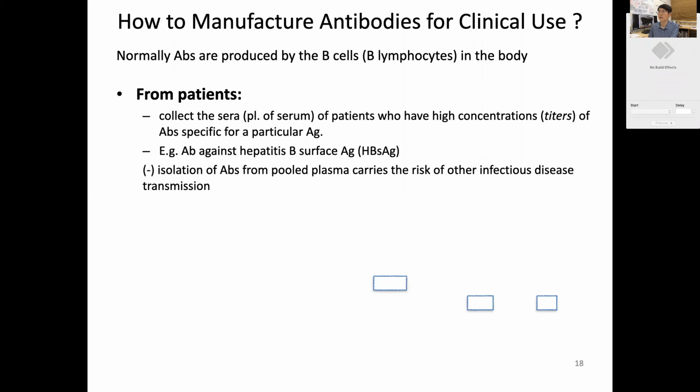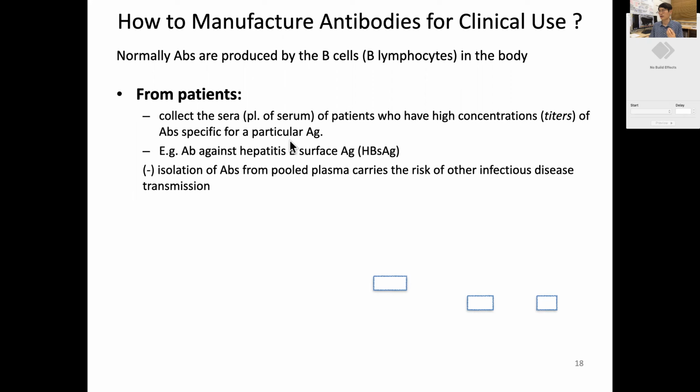For that, we first want to understand that antibodies are produced by B cells, or B lymphocytes, inside our body. So for example, we can collect antibody from patients, patients who have high titers, or high concentration, of antibody specific for a particular antigen. Let's say there's a very special infectious disease, and we want to collect the serum of the patients and find that antibody as a treatment.